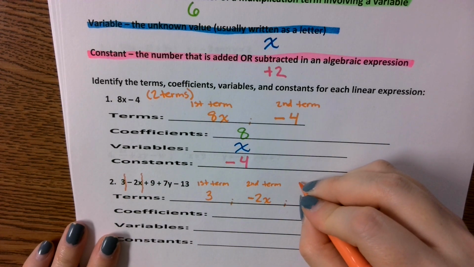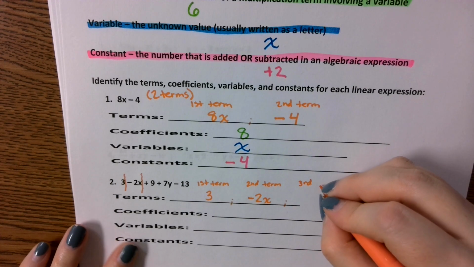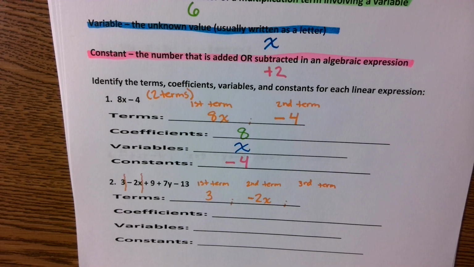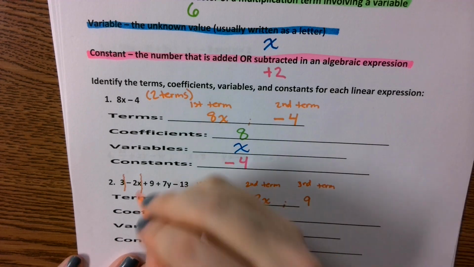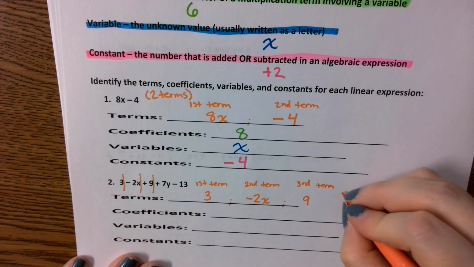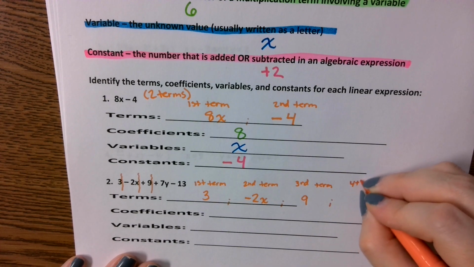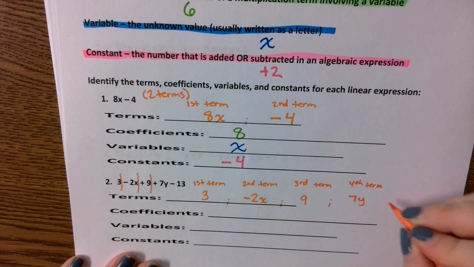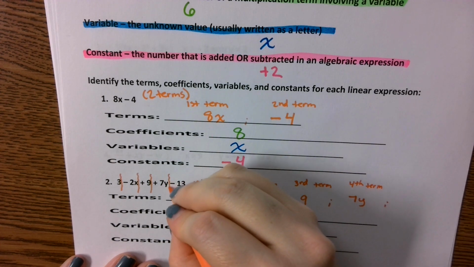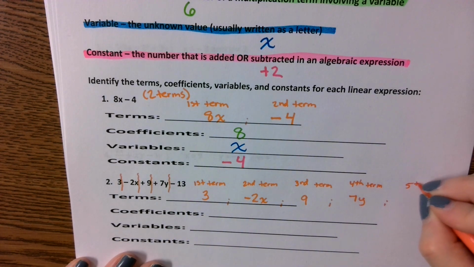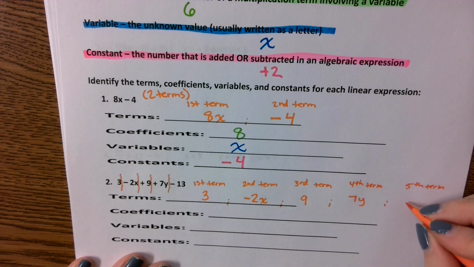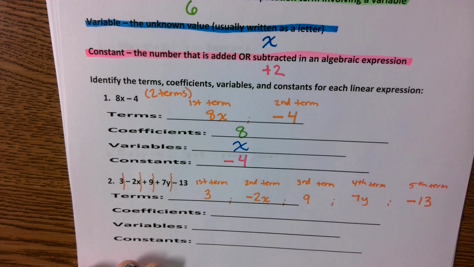What's my third term going to be? 9. Okay, so we have a positive 9. We're going to put up a wall there. Okay, what's my fourth term going to be? Positive 7y, right? So then put up my little wall. And then my last term, my fifth term. What's the only thing remaining, Noah? Negative 13, good. Okay, so we've got all of our terms here.